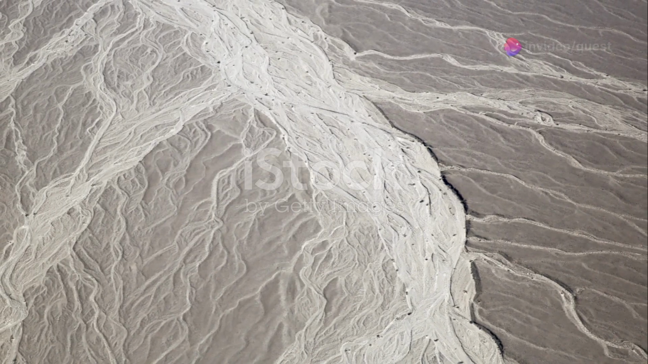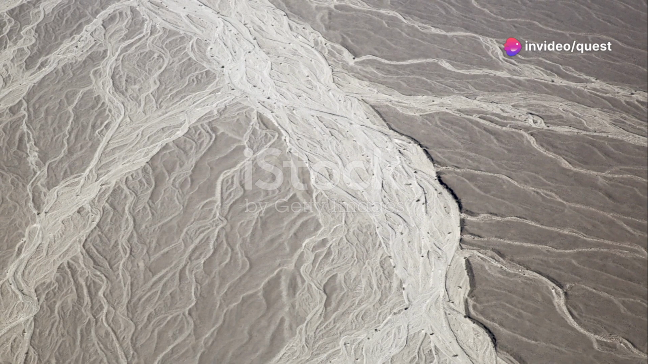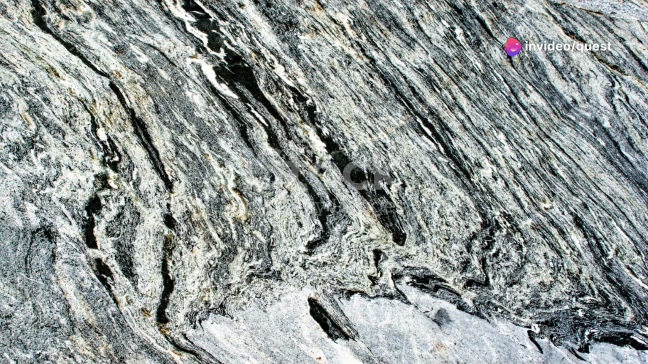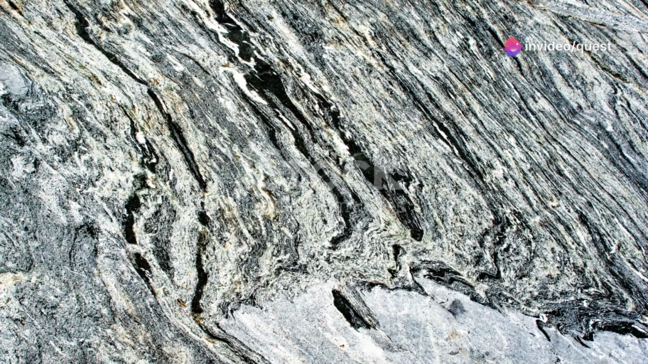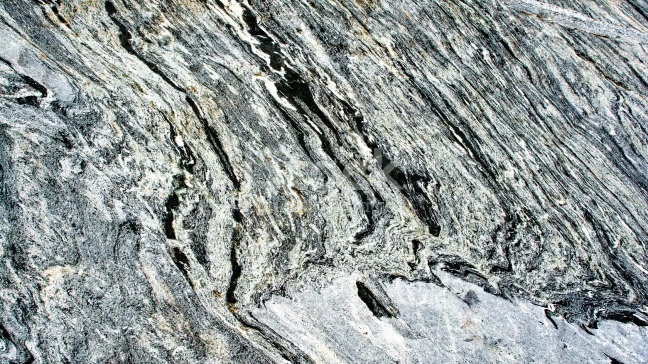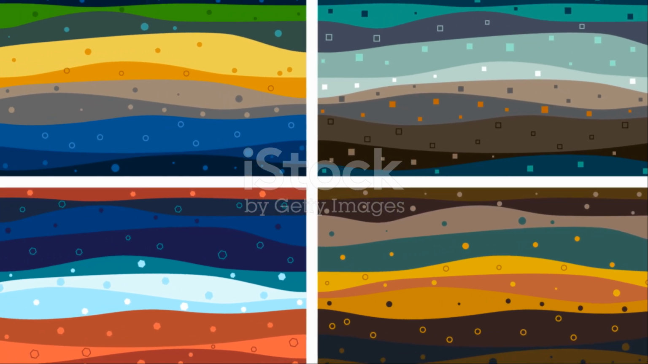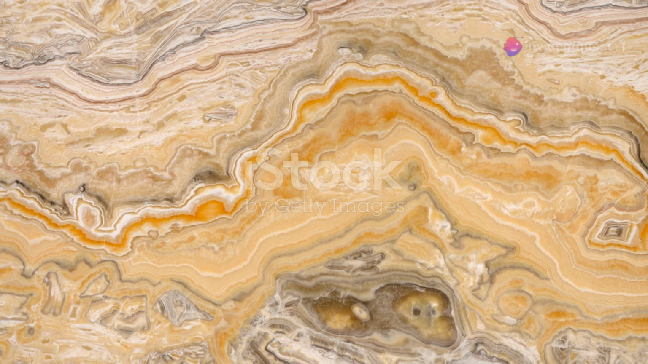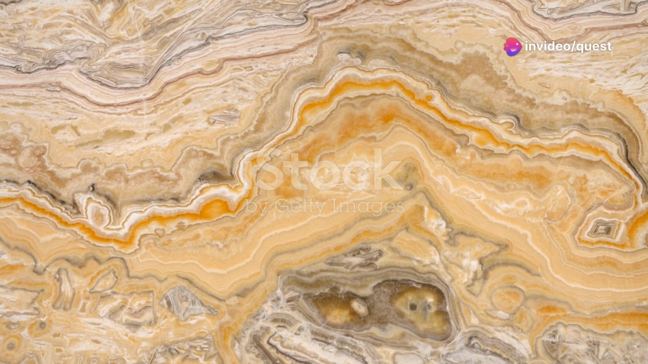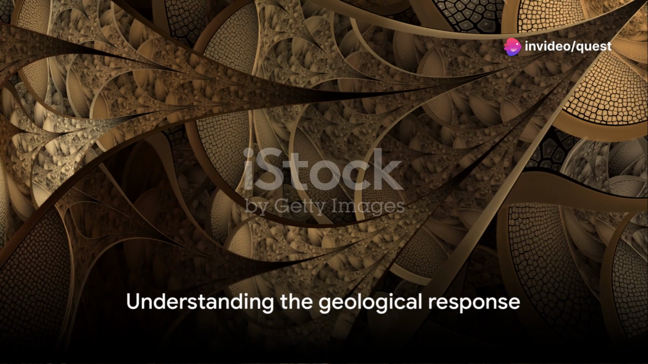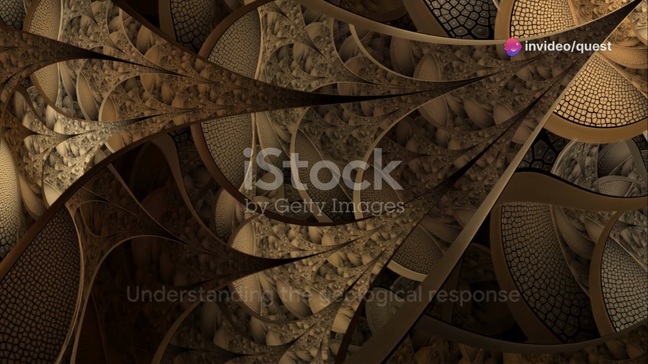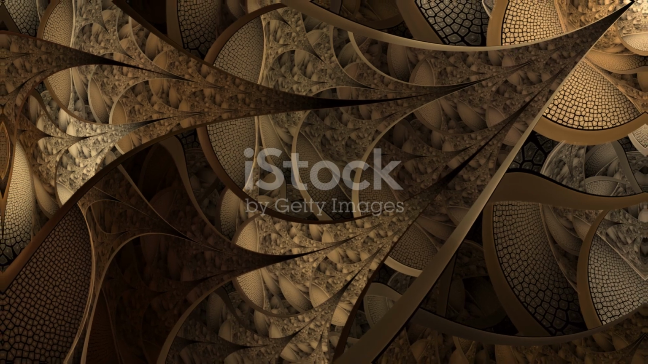These fractures don't just occur randomly. They're a response to the pressures deep within our planet, forming intricate patterns that tell the story of the Earth's geological history. These patterns can reveal information about past tectonic events, the flow of groundwater, the formation of mineral deposits, and even potential sites for oil and gas extraction. So now we understand that fractures are not random, but a response to the pressures deep within our planet.